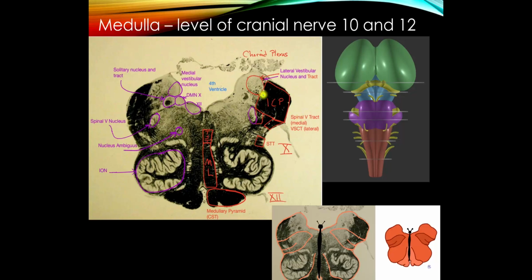We can also see a space opening up here. So this is the 4th ventricle. Remember, the 4th ventricle lies between the medulla, the pons, and the cerebellum. And we can also see choroid plexus, because choroid plexus that produces cerebrospinal fluid is found in all 3 ventricles: lateral, 3rd, and in this case, the 4th ventricle.